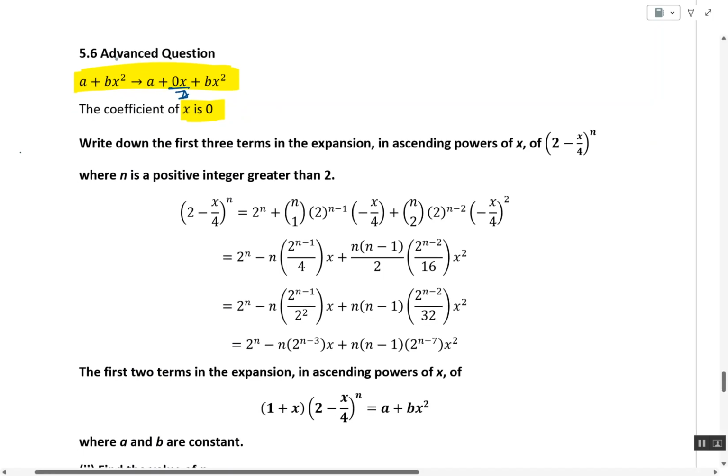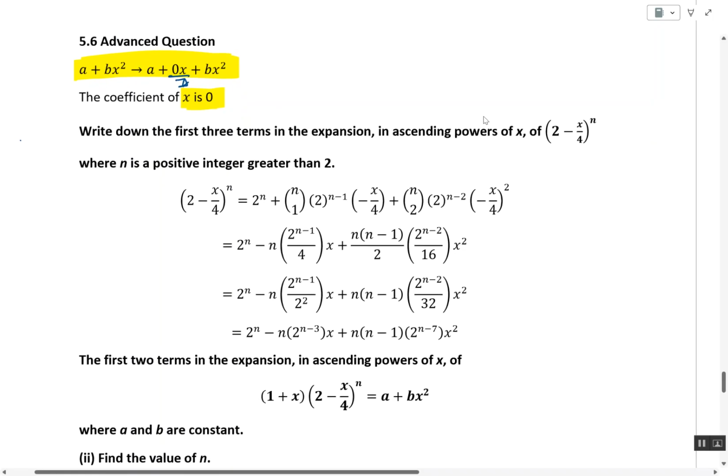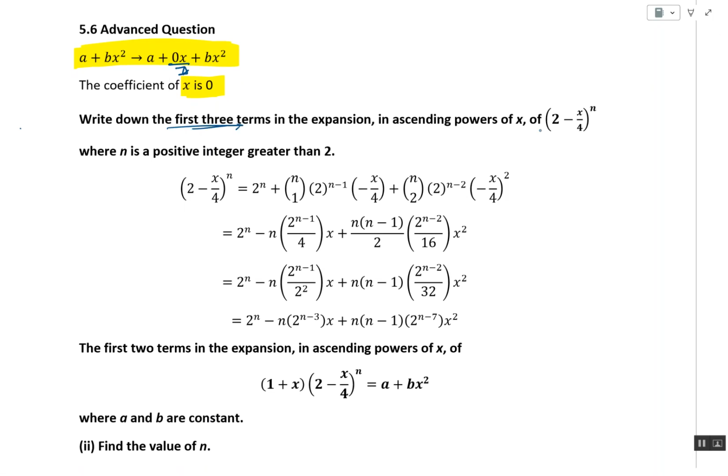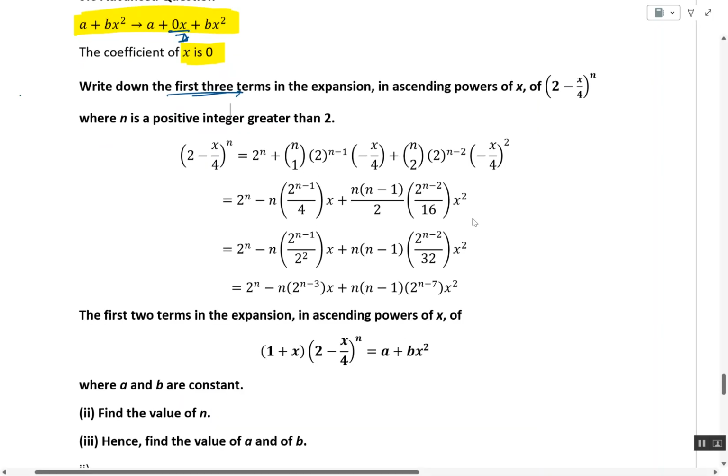So the first part of the question, nothing much. Write down the first 3 terms in the expansion of this. Just do the normal expansion that we always have done, just that now it's n choose 1 and n choose 2, because I only want the first 3. This one I won't dive too much into the details.